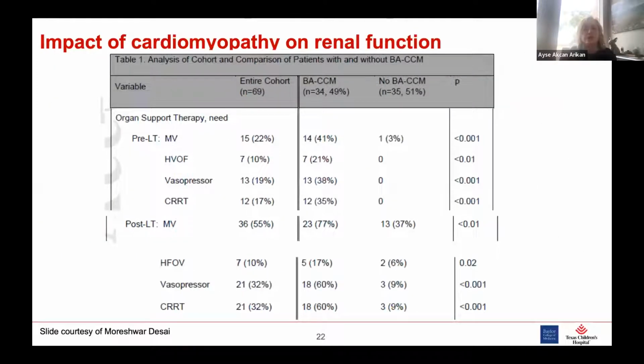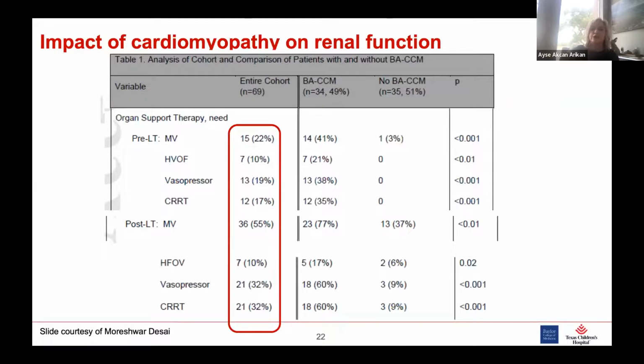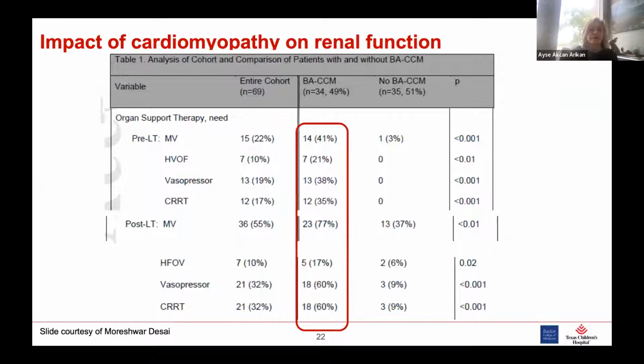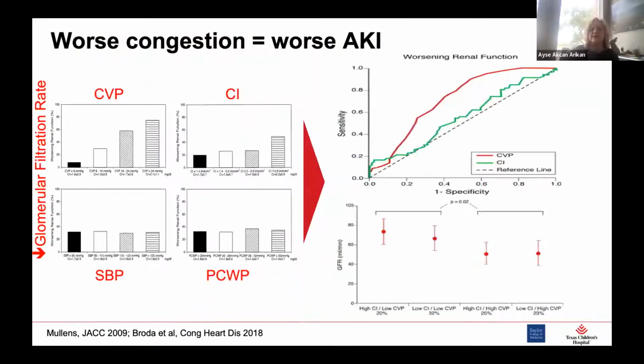In another look at a later cohort, again from our institution, his group showed that pre-liver transplantation requirement for liver support was much higher in patients who had cirrhotic cardiomyopathy, and post-liver transplantation, a lot of these patients went on to require further life support, such as prolonged mechanical ventilation and CRRT.